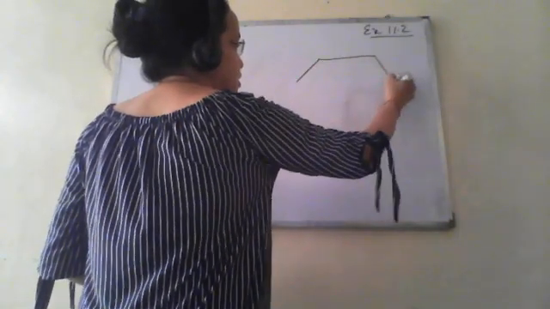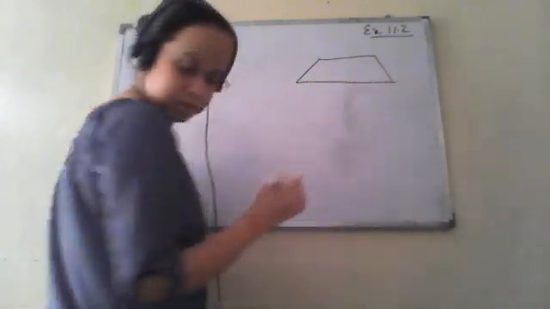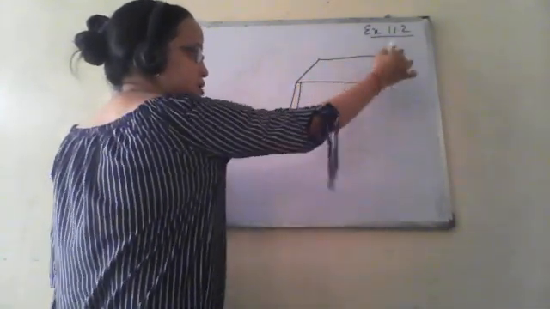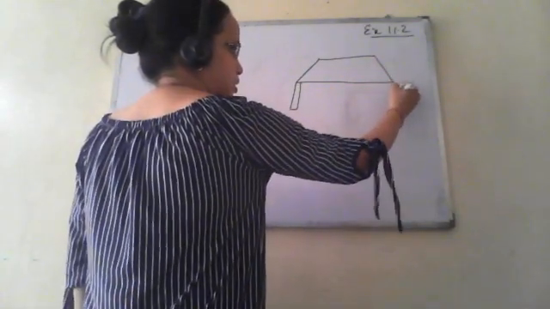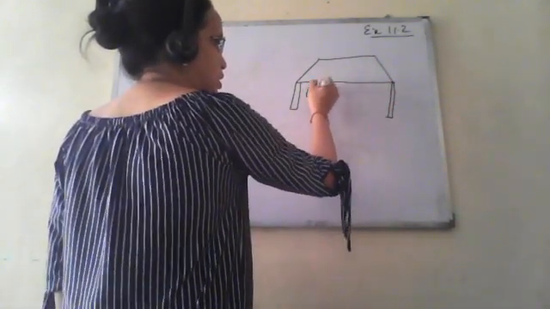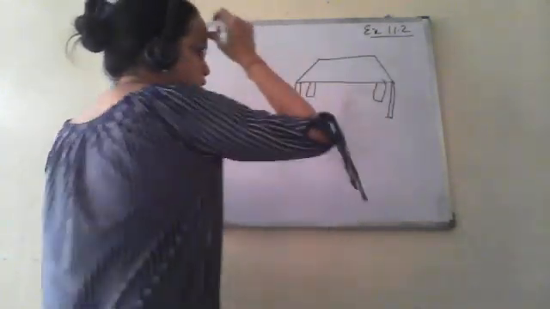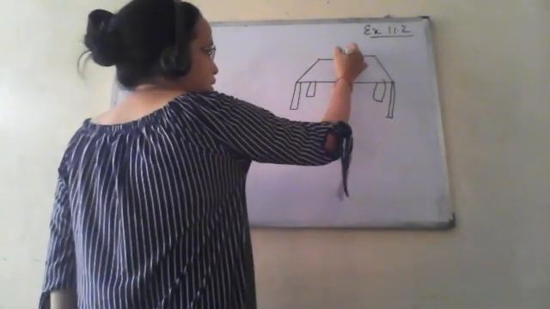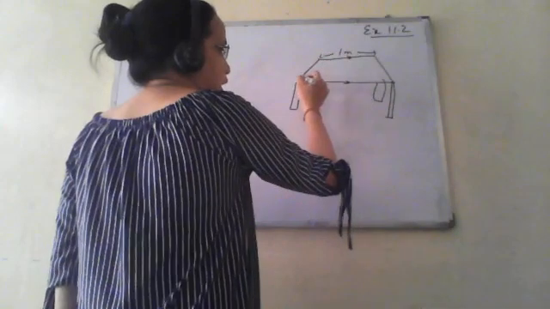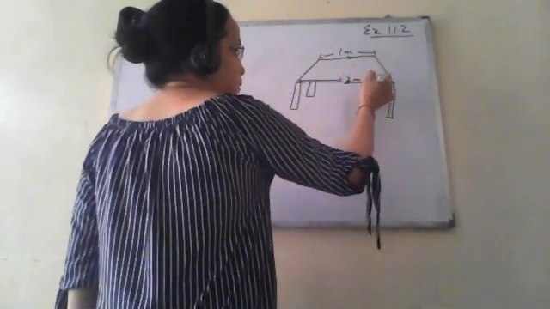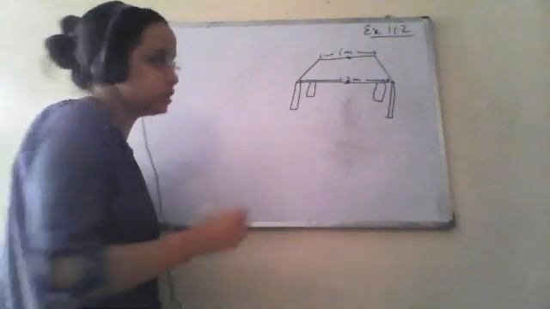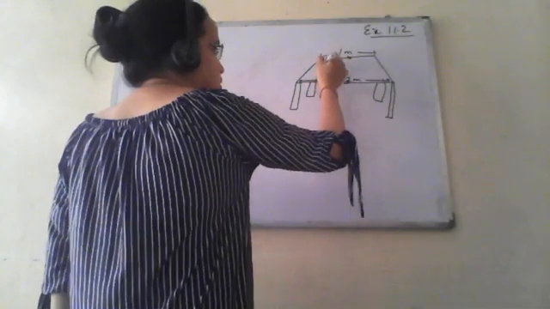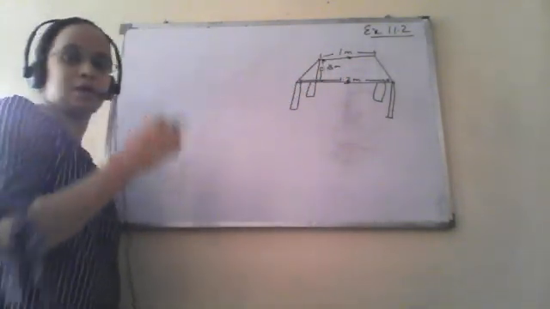So this is the table, this is the surface of the table. These are the parallel sides, this is 1 meter and this is 1.2 meter, and the perpendicular distance between them is 0.8 meters. So we have to calculate its area.